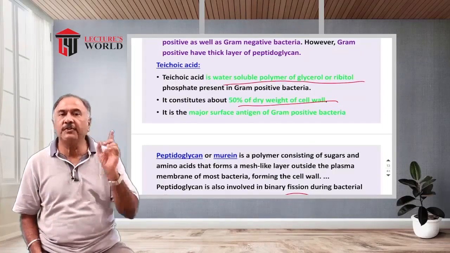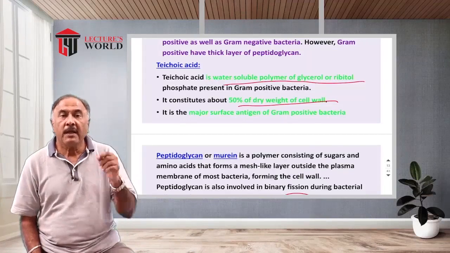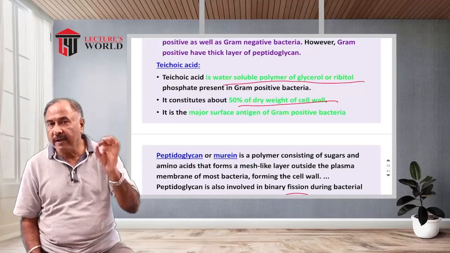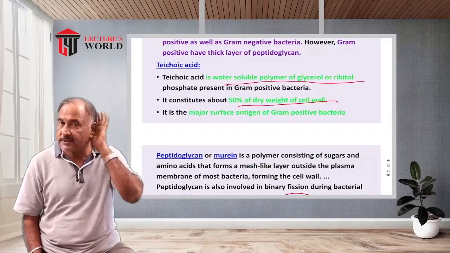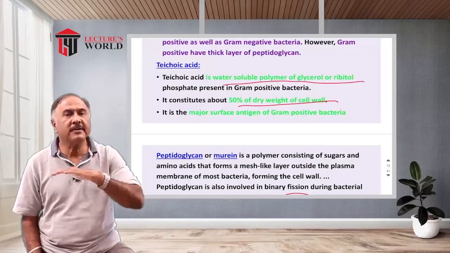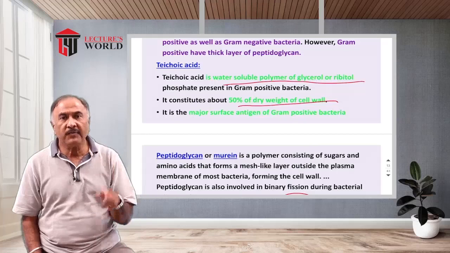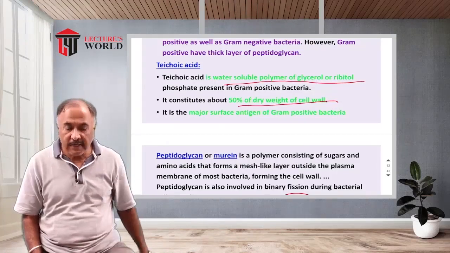And the function of this teichoic acid is that it imparts antigenicity to the cell. It is a very important constituent of antigenicity of the gram-positive cells. Peptidoglycan does not impart much antigenicity. It is the presence of teichoic acid in the gram-positive cell wall that imparts the antigenicity to the cell.